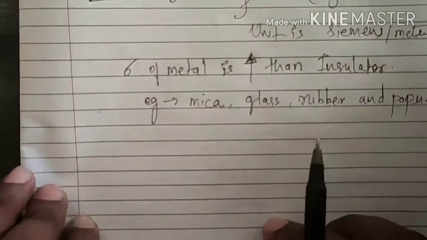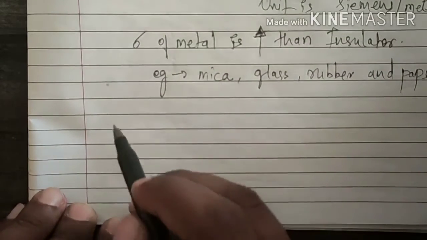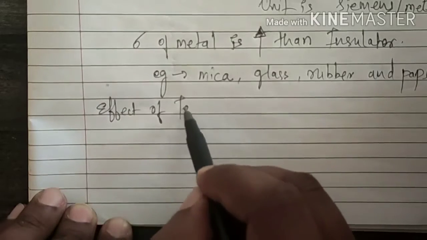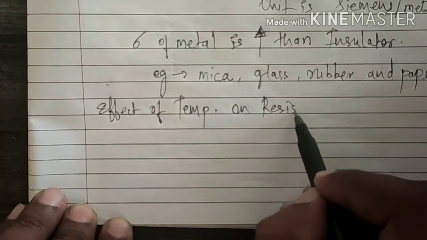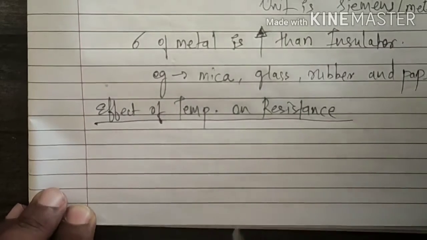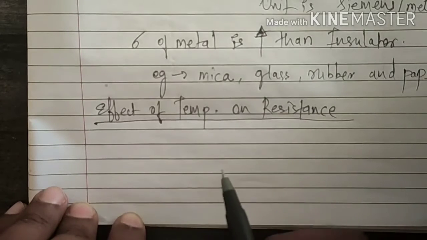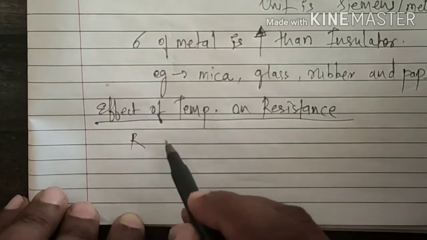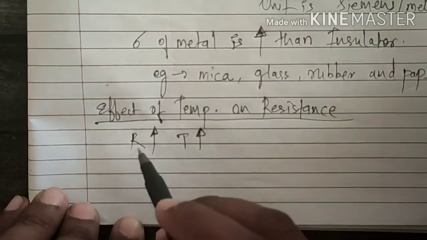Then the next point is the effect of temperature on resistance. Okay, so it is also an important point. What is the effect of temperature on the resistance? As we know, the resistance of a metal increases with the increase in the temperature. If the temperature is increasing, then the resistance value also increases.